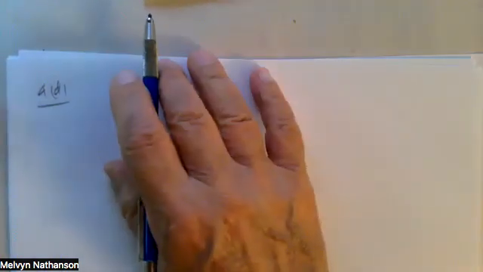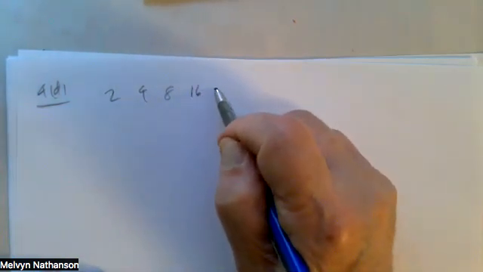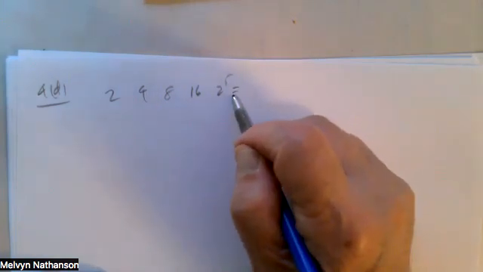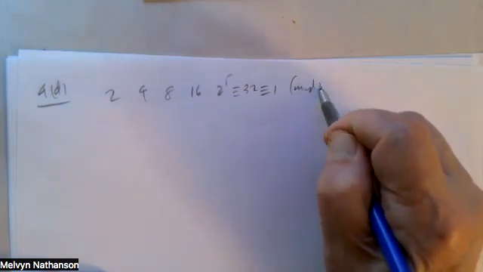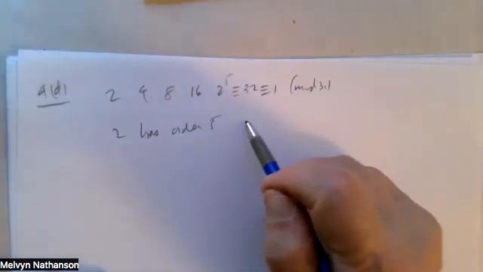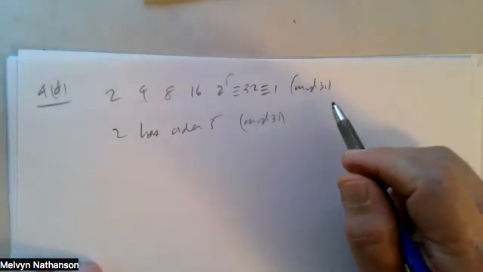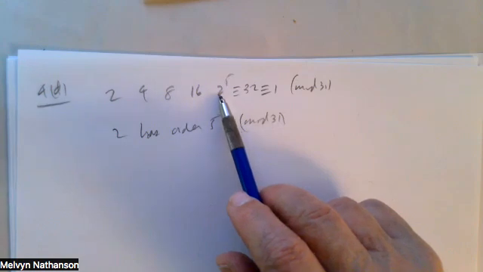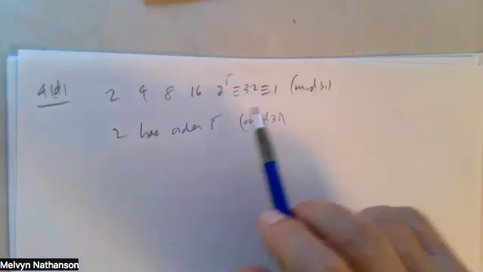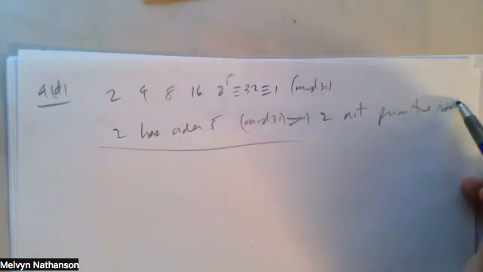In part D, we want to prove g equal 2 is not a primitive root mod 31. So if you start to look at the powers of 2: 2, 4, 8, 16, 2 to the 5th is 32, which is congruent to 1 mod 31. So 2 has order 5 mod 31. So it's not a primitive root. It has to be that the smallest power of g that's congruent to 1 mod 31 is the 30th power. So 2 is not a primitive root.